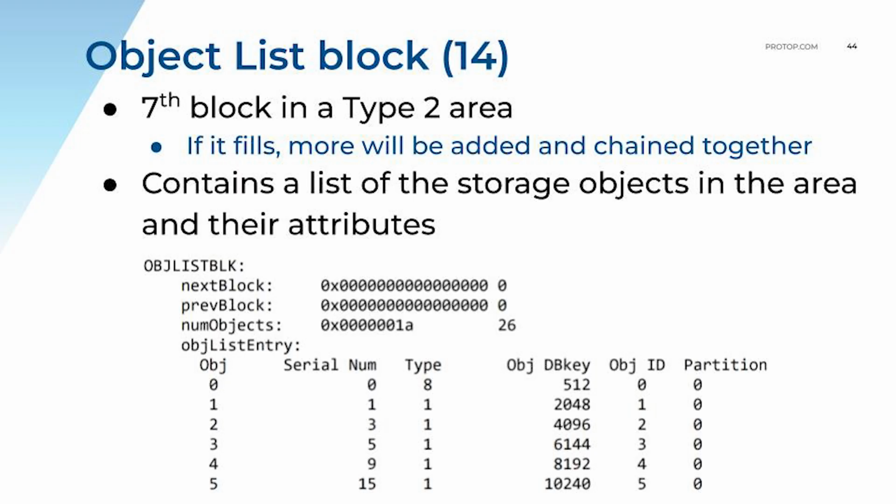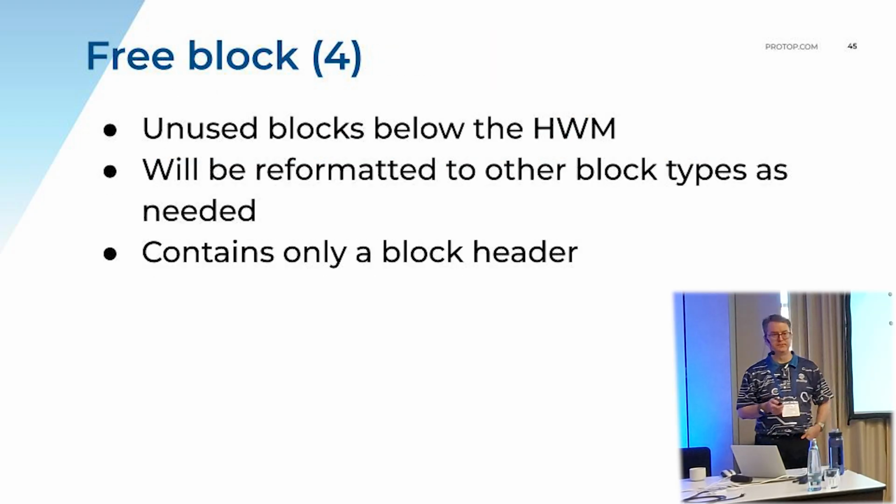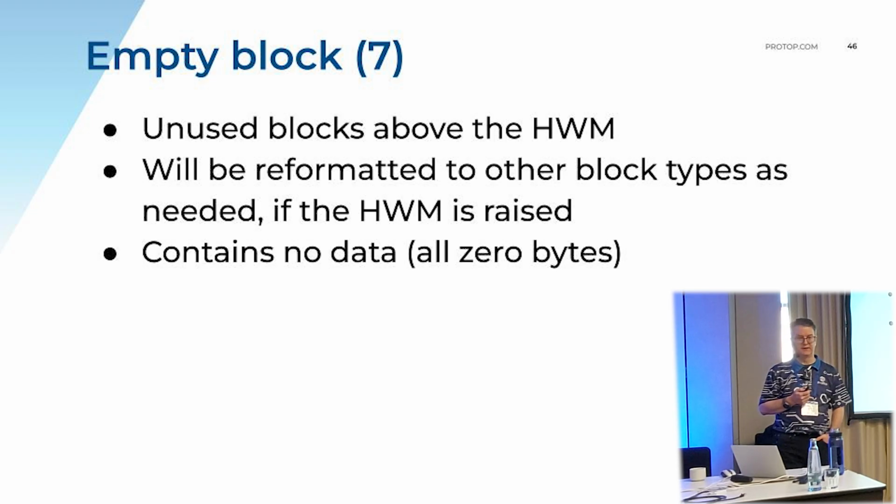And if you add more and more storage objects to an area, then this structure will grow, and it might have to grow into multiple object list blocks. In an 8K database, you can have roughly 166 line items in this table before it overflows and a new object list block needs to be formatted. Free blocks are blocks that are not yet formatted into some other block type, and they are below the high water mark of the area, and they don't contain any data, just a block header. And then I mentioned empty blocks earlier. They're blocks above the high water mark, and they don't contain anything at all.